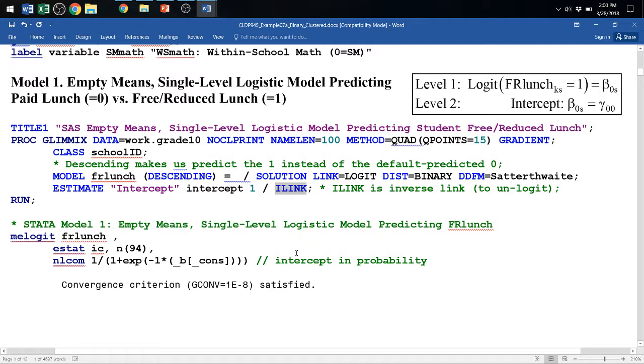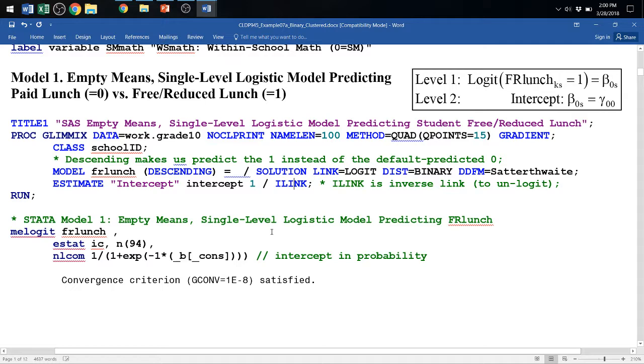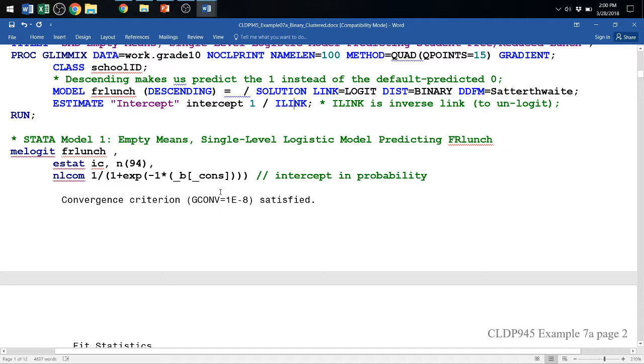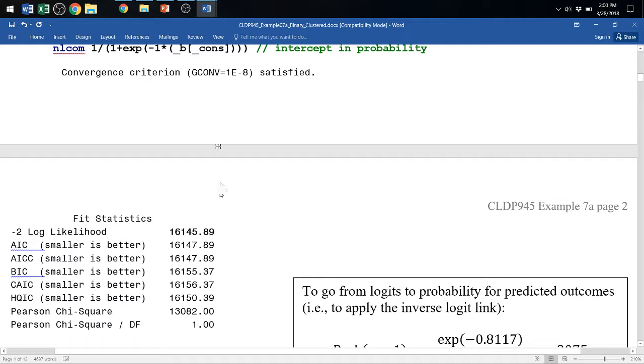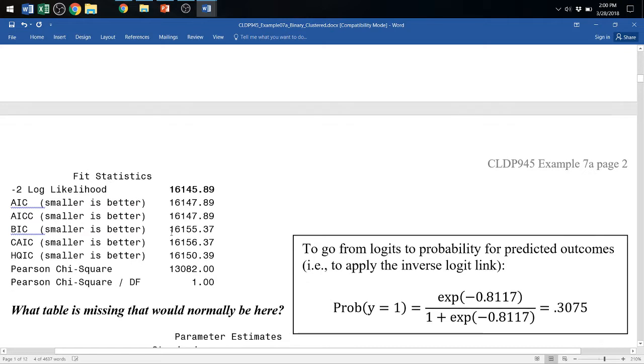The analog to that in Stata is NLCOM as opposed to LINCOM, and you have to go into the Stata archives to try and figure out what it calls the intercept, which happens to be this. So I'm writing out the same thing that ILINK is here. So we're predicting a binary outcome with no random effects and no residual variance because binary outcomes don't have one. You'll get a message that says that your convergence criterion is satisfied. That's always good. And here's -2 log likelihood.